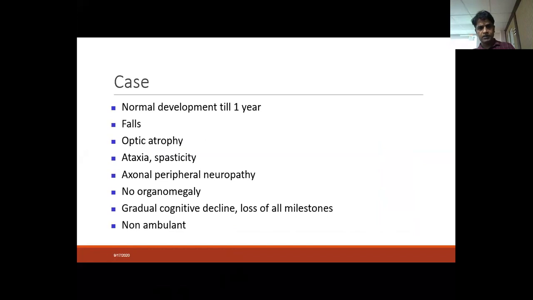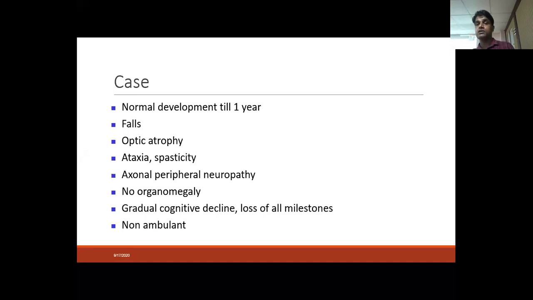Now another child, normal development till 1 year, history of falls, optic atrophy is there, ataxia is there, spasticity is there, axonal peripheral neuropathy is there, no organomegaly, gradual cognitive decline, loss of all milestones, non-ambulant. So where do you localize this? So white matter is there. Optic atrophy is, again, as I mentioned, a characteristic of white matter.